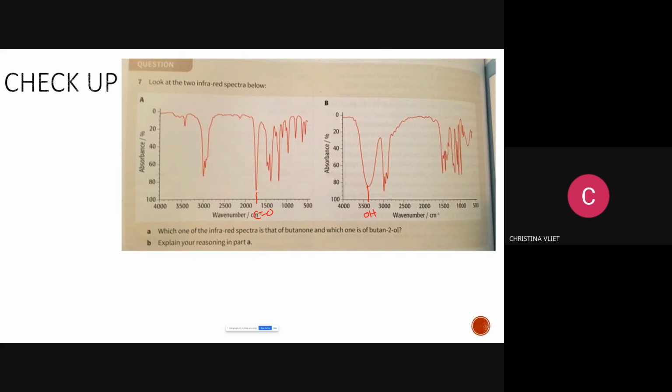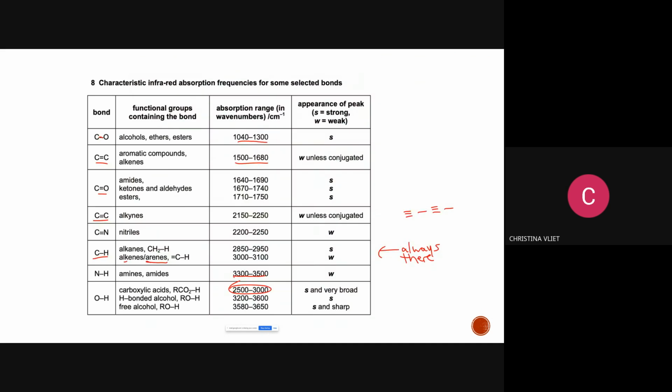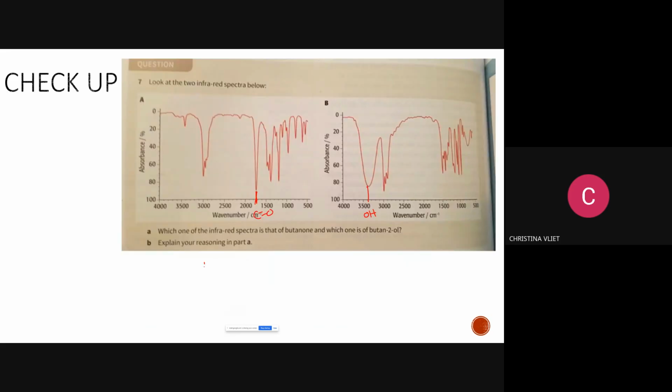This one, on the other hand, A, has a sharp peak in the 1,700 range, because it's something that has a C double bond O. And so that's going to be the distinguishing characteristic here. A is the ketone and B is butanol.